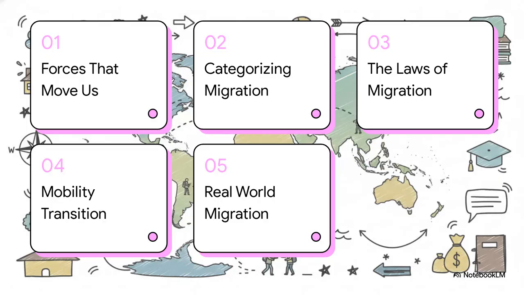To wrap our heads around all this, we're going to cover 5 main areas. First, the forces that move us. Second, how we categorize human migration. Third, the laws of migration. Fourth, the mobility transition. And finally, migration in the real world. Let's get right into it.